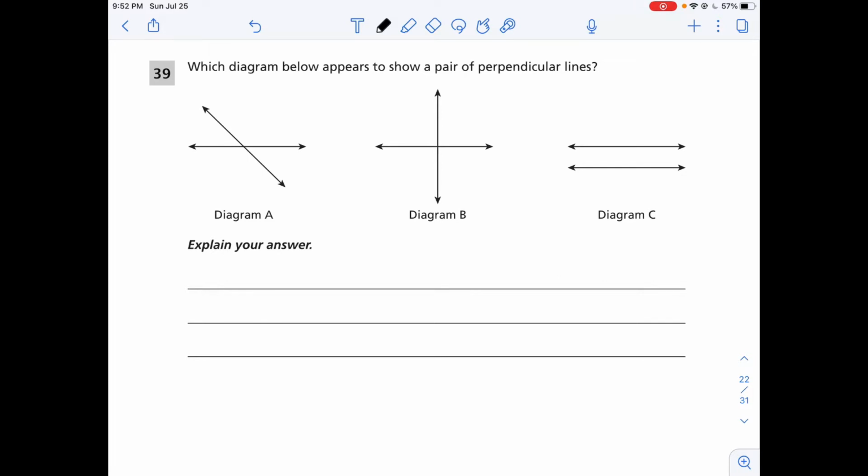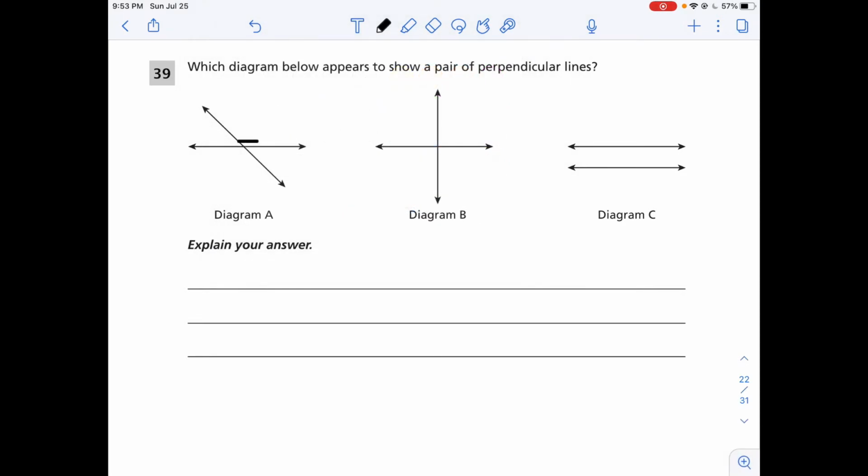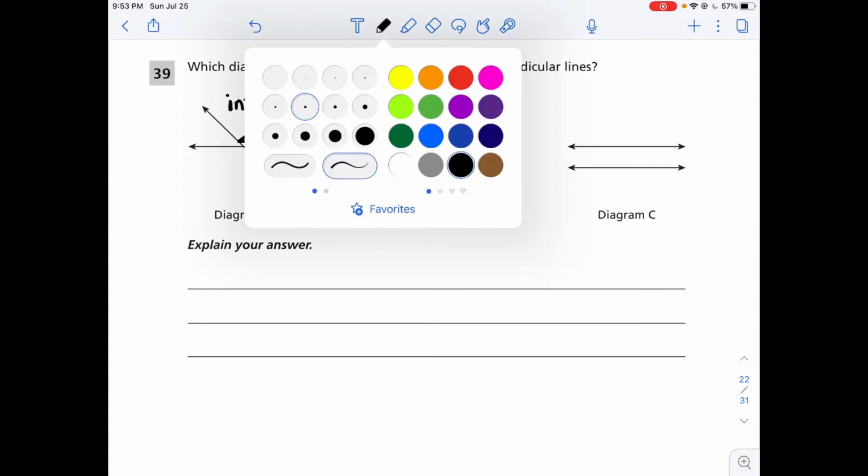Diagram A. Diagram A shows intersecting lines. The lines meet, but they do not meet at a 90-degree angle. This is an obtuse angle over here, and this one is an acute angle over here. So these are intersecting lines. Diagram B.